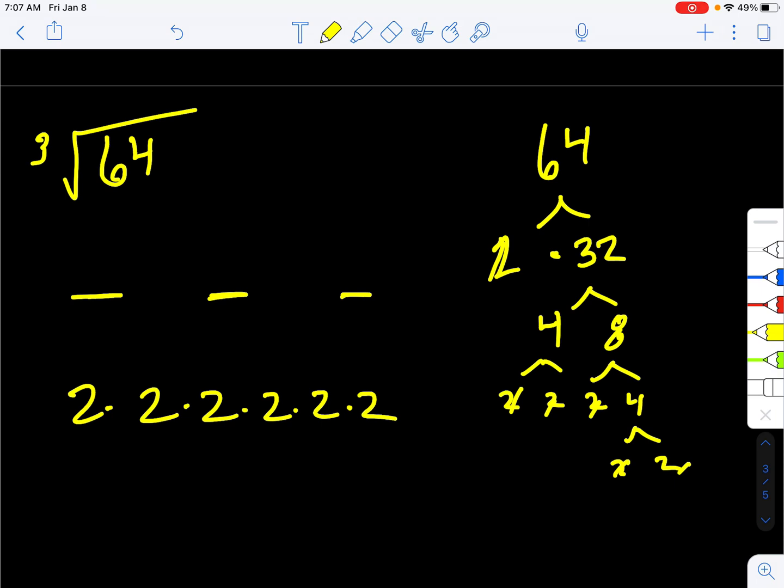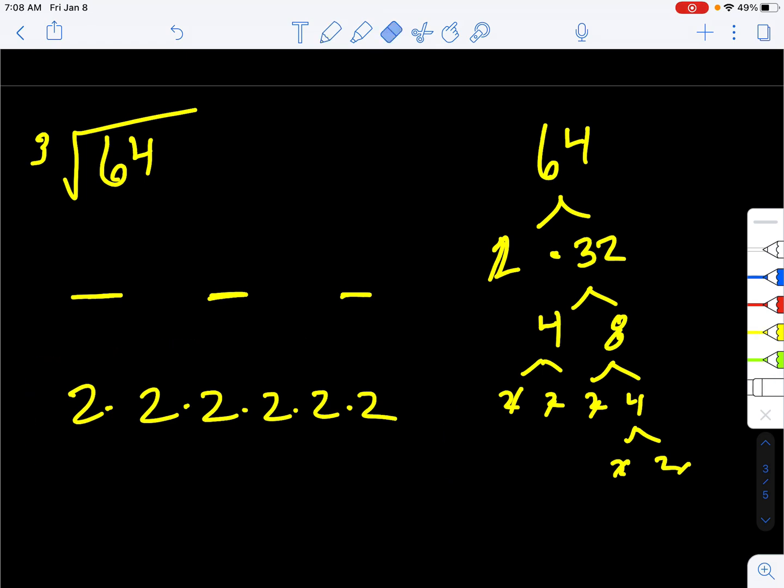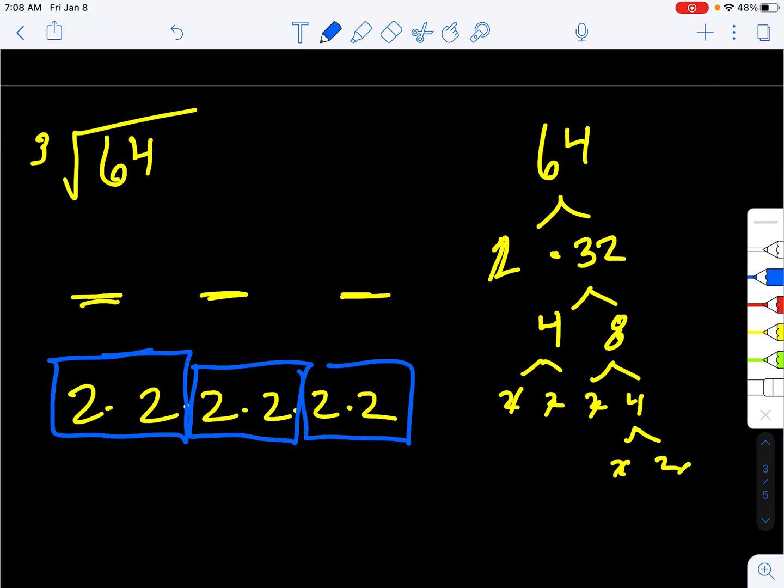Now notice, it has to be some combination of these numbers because this is the prime factorization of 64. So notice that there are 6 2's, but we only need 3 spots. Well, what if we were to group these together? So that would be 4 times 4 times 4. Well, that would work. 4 times 4 times 4 equals 64, and that's 3 numbers at the same time. So we could find that our answer is 4.